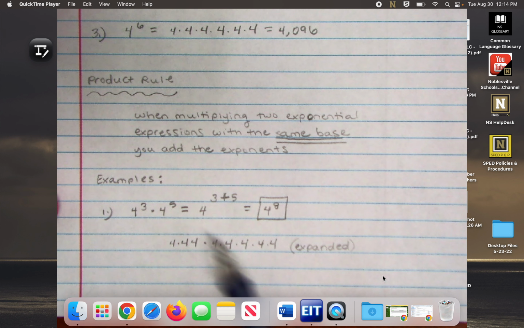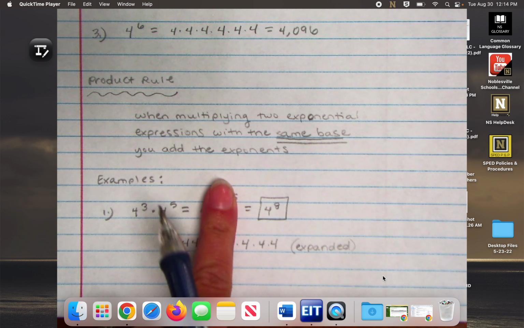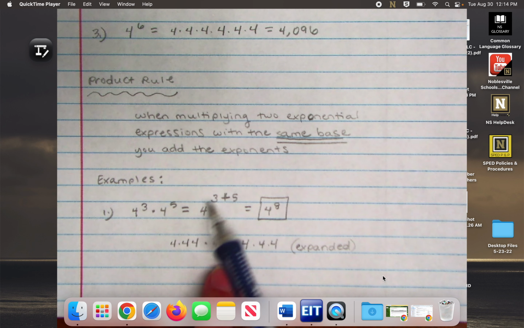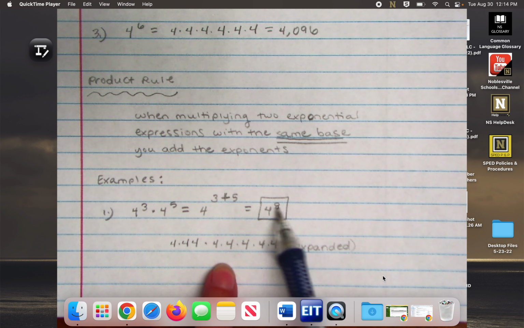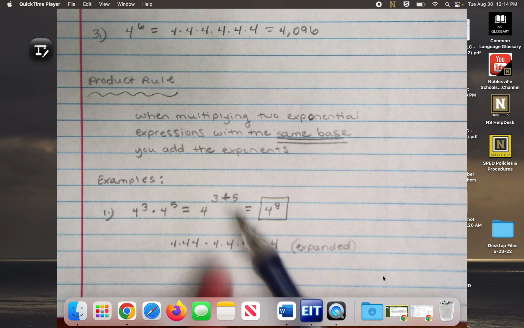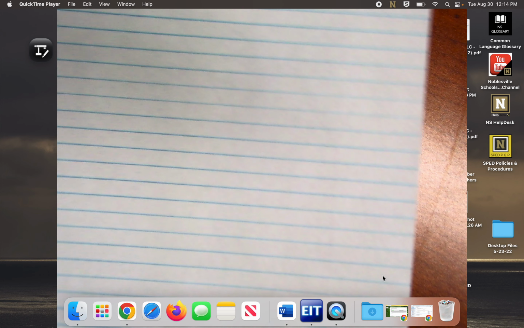So my shortcut is just add these. Now, last class period, students asked, do I have to show this step? You don't. You can just say 4 to the 3rd times 4 to the 5th is 4 to the 8th. The only reason I'm putting this here is in case you forget what we did when you're going back and using this as a reference. You can see I added the 3 plus the 5. Okay. So now I'm going to go on to another piece of paper because I need more room for my other examples.